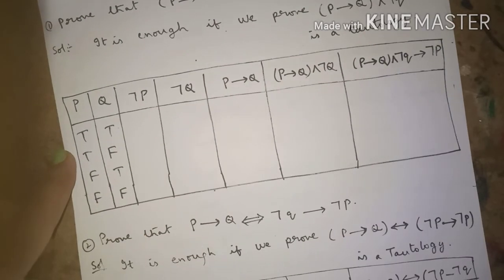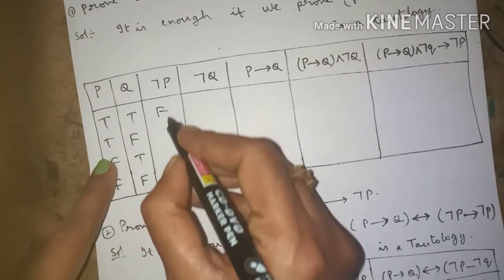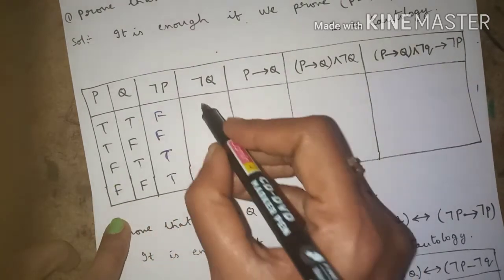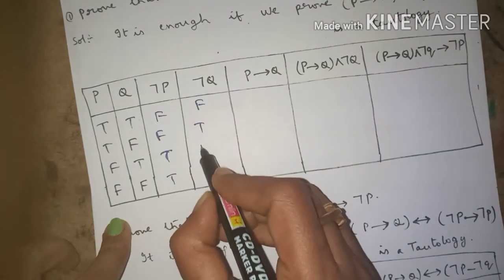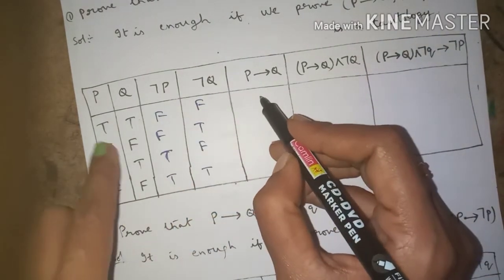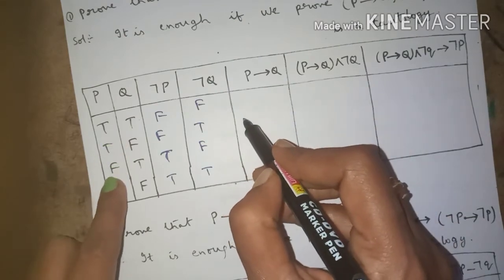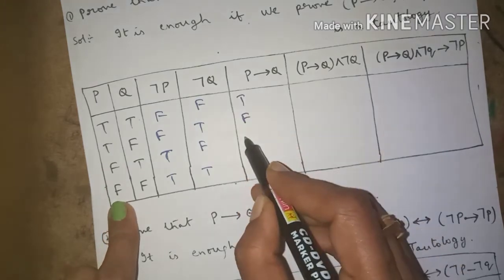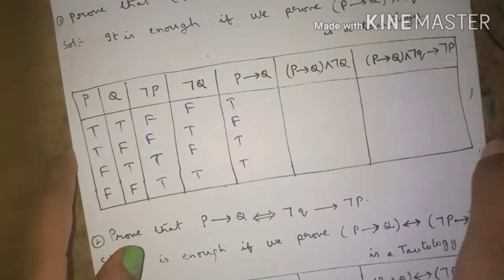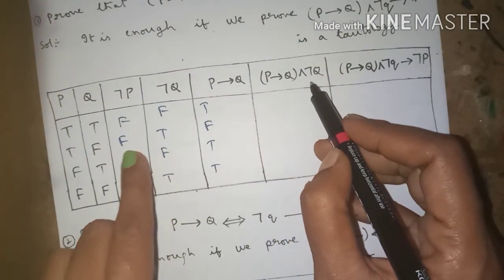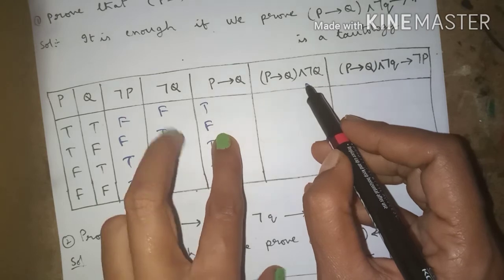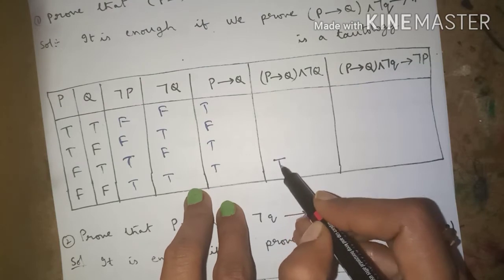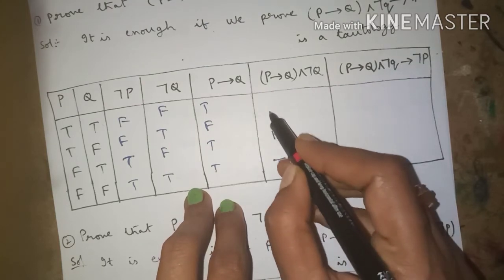Now P, not P. How to find not P? T means F, T means F, F means T, F means T. Not Q: F, T, F, T. If P then Q: T, F, F. In the remaining cases it is T. Now P to Q and not Q. These two we have to do. And: when will you say T? T, T, T. In the remaining cases F.